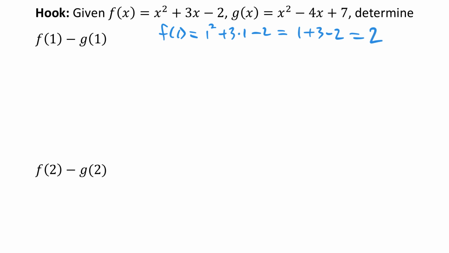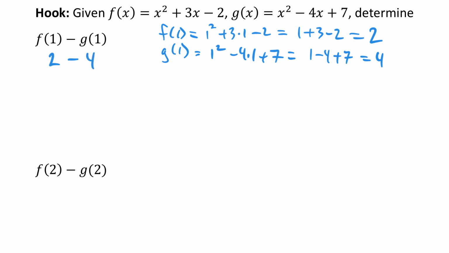Then we need to find g of 1. That means we get 1 squared minus 4 times 1 plus 7. So that's 1 minus 4 plus 7. That's going to be 4. And finally, we now subtract these two values. So f of 1 is 2. g of 1 is 4. 2 minus 4 is equal to negative 2.